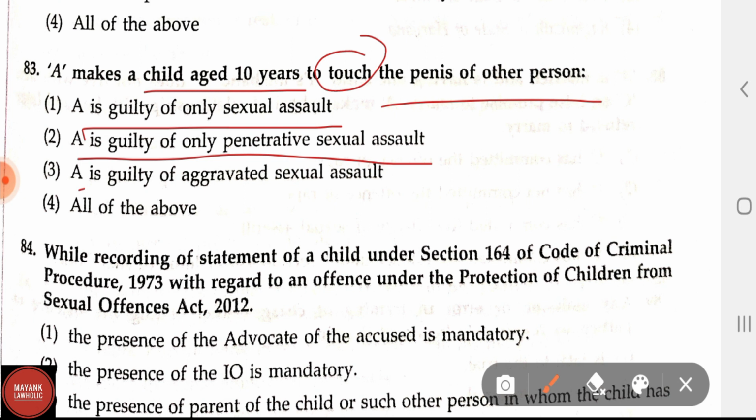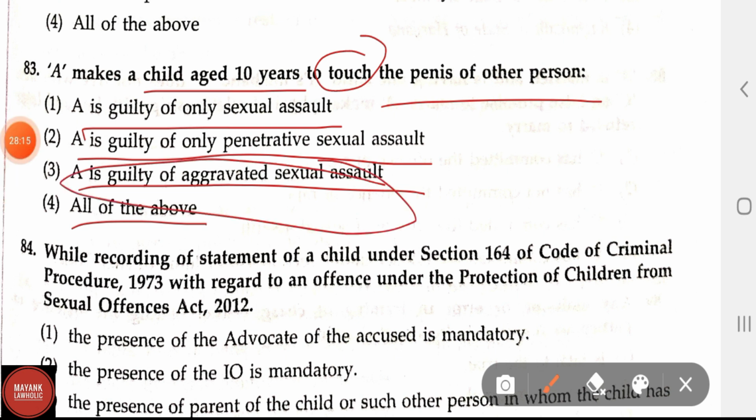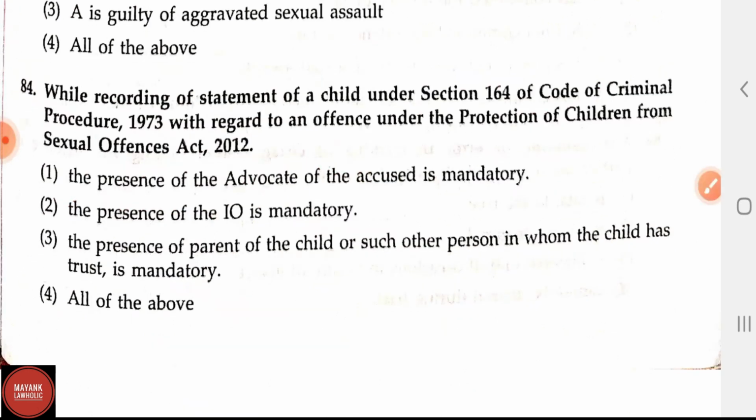Option 3, A is guilty of aggravated sexual assault. And option 4, all of the above. Here the correct answer is option 3, A is guilty of aggravated sexual assault, and aggravated sexual assault is given under Section 7. Now let us see the question number 84.